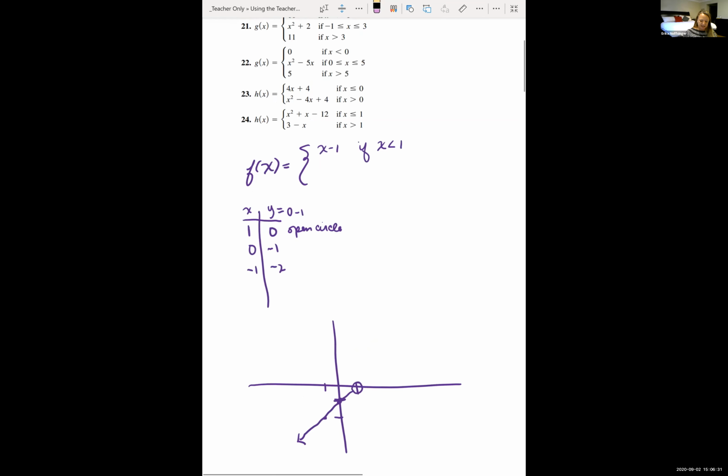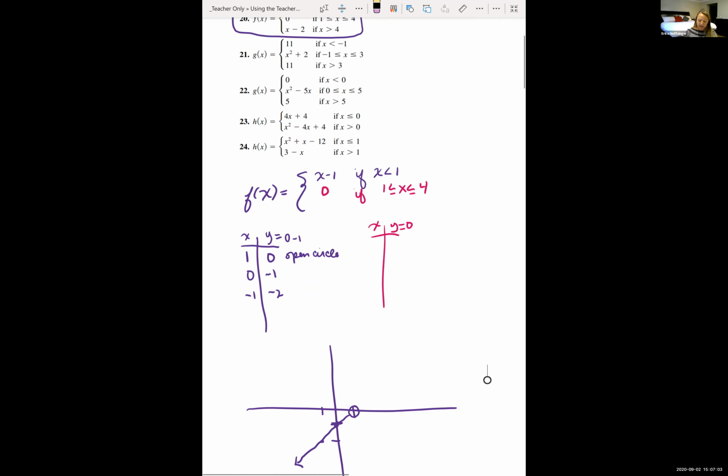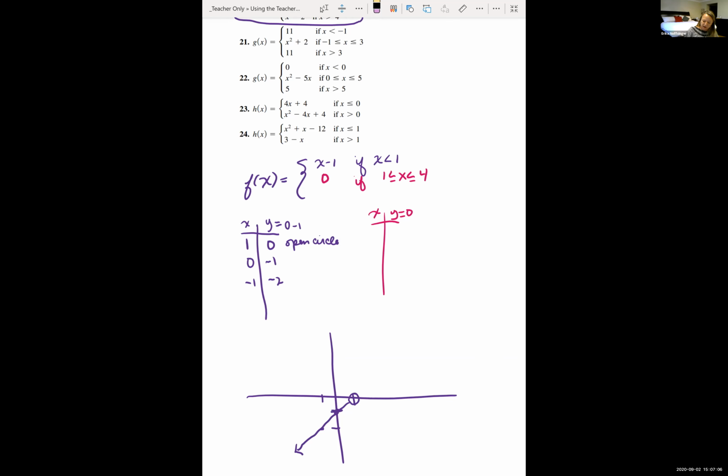And so now let's look at the second equation. And the second equation in this case is just 0. And we're going to use just 0 when x is between 1 and 4. So 0 if 1 is less than or equal to x is less than or equal to 4. Well, basically, this is just a horizontal line. If you have a function equal to a constant, that's a horizontal line through that constant. We want to see what's happening at our end values. And so at 1, we get 0. And this is a closed circle because of the equal to part here.